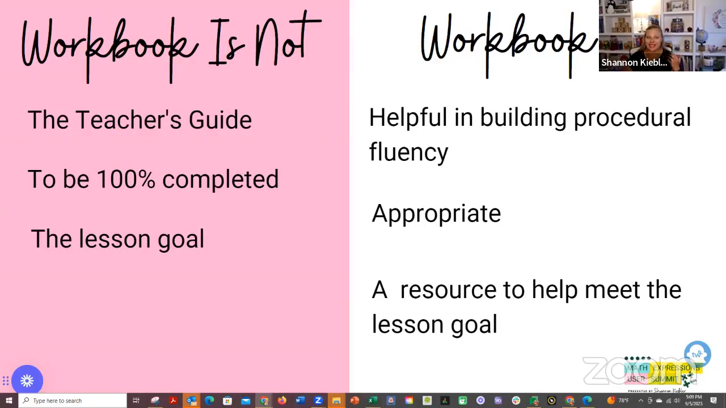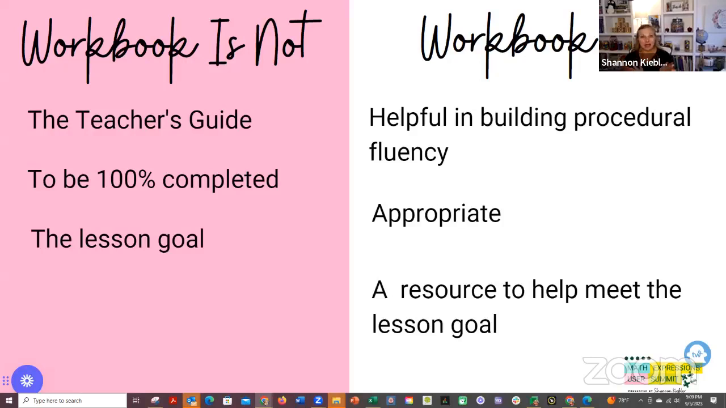Number one, the workbook is not the teacher's guide. This is really important. Oftentimes I'll go into classrooms and teachers are actually teaching from the workbook. Like they never use the teacher's guide. They just open up the workbook. Yesterday we were on page 17. Today we're on page 18. Let's get started. And they teach from the workbook. That was not the intention. The teacher's guide is the guide. That's how we teach our lessons. The workbook is used to supplement and as a companion to the teacher's guide.